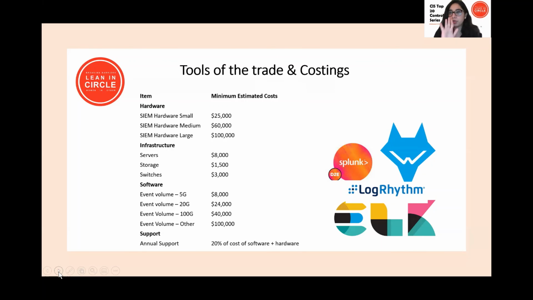Now look at the software part, which I was mentioning. Event volume of 5 GB means your per day limit of collecting logs is 5 GB. If that's your limit, then the cost is $8,000. Splunk has a similar cost to that, $9,000 or something on a yearly basis, and I think that's for 1 GB mostly.